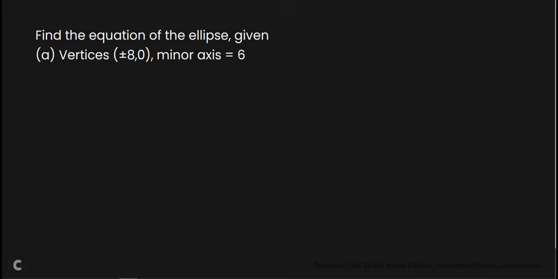Now let's go to the other question, which is concerning the equation. They say find the equation of the ellipse given, which is A. You have been given the vertices, which are plus or minus 8 comma 0, and the minor axis is negative 1.